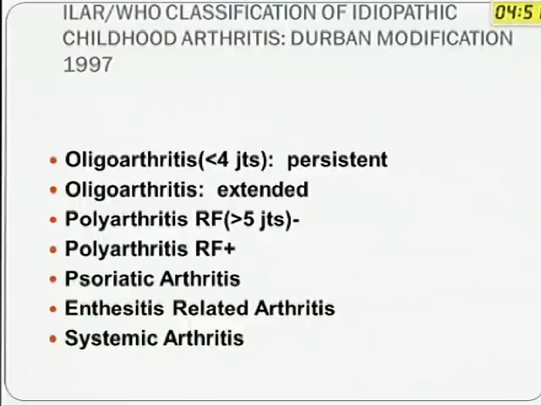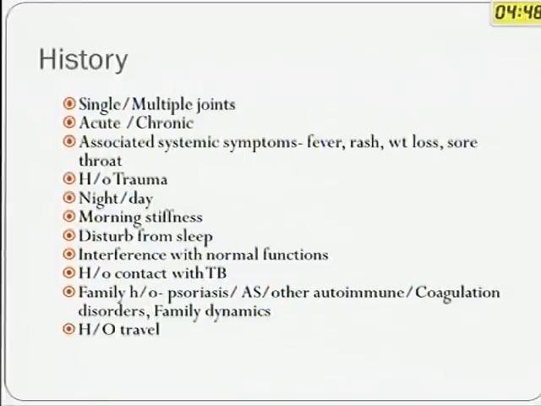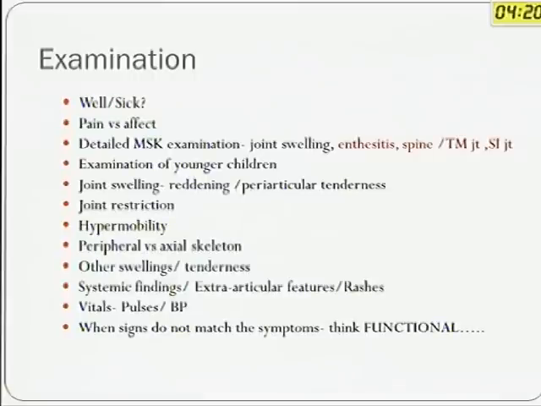That's why it's been included this way. Now, history-wise, lots of things, but most importantly, as we said, the first three things: single or multiple, acute or chronic, any systemic symptoms. Trauma is very important. If it's pain, when is the pain maximum? Night pain is scary. You might need to think of malignancies. Is there morning stiffness? That is a classic symptom of inflammatory arthritis. Very, very classic symptom. And of course, family history and other things.